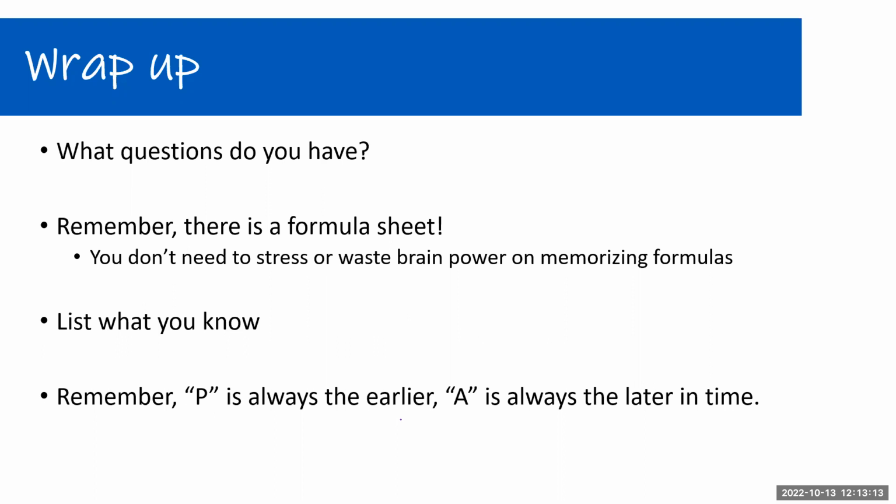It's a good idea on these problems, especially as they get more complicated, to list what you know. If you list what you know, you're quickly going to be able to narrow down the formulas that you need and figure out exactly what you need to solve for what you're looking for. As a final reminder, please remember that P is always going to be the earlier time point and A is always going to be the later time. That might be past and current. That might be current and future, okay? So it just depends on the context. P is earlier, A is later. It's not always going to be future, okay?